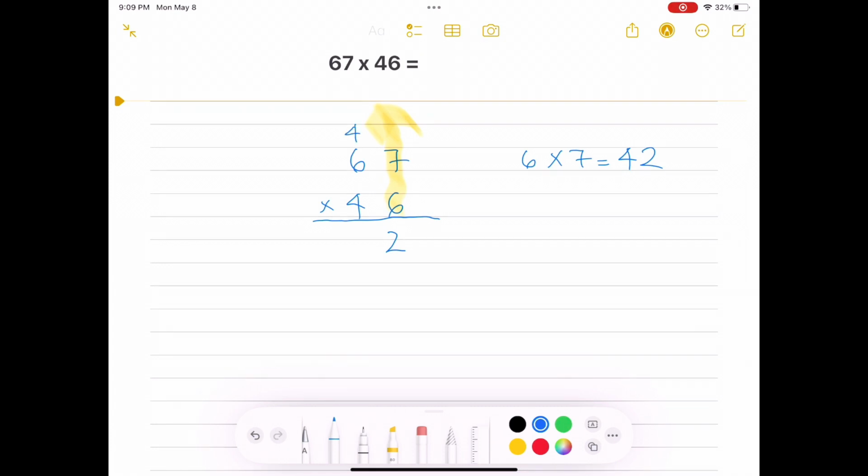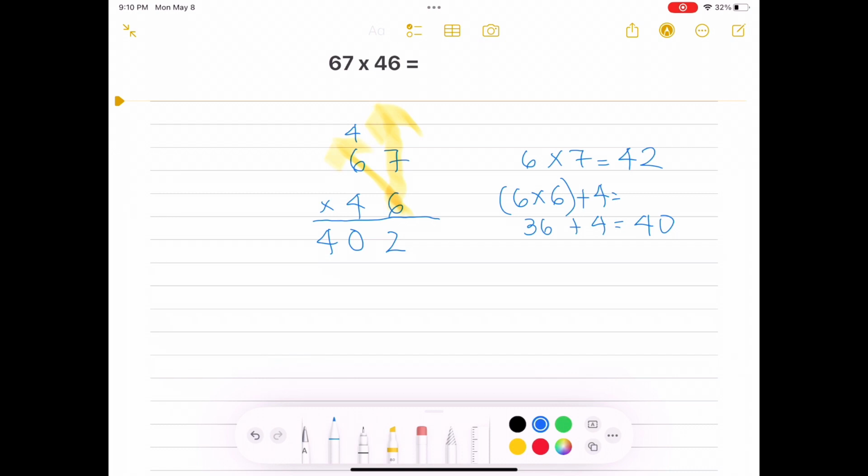Now you multiply the ones digit from the lower number with the tens digit of the upper number. So that's 6 times 6 plus 4 that was carried from before, which is 36 plus 4 equals 40. Write down the 40.